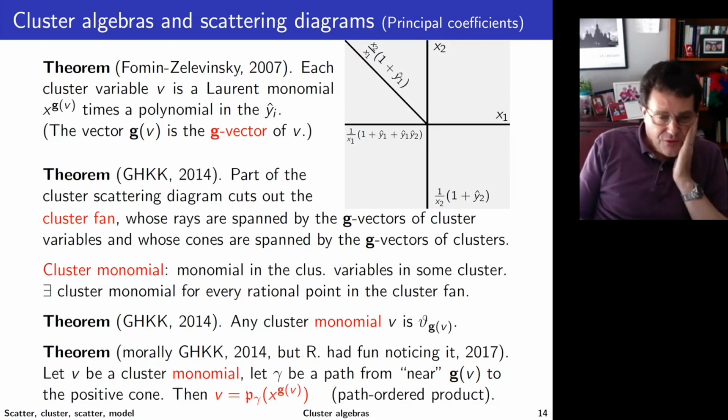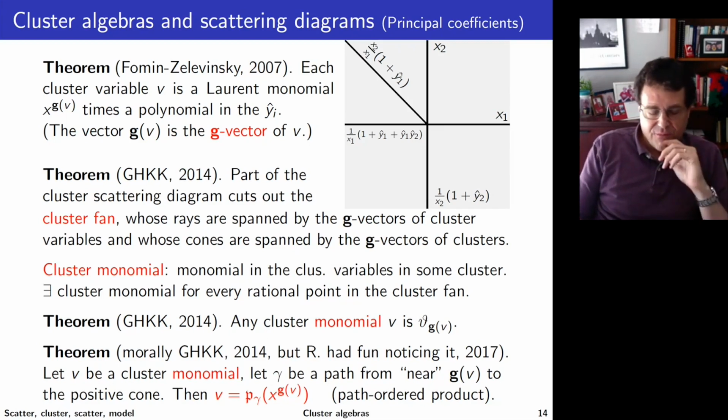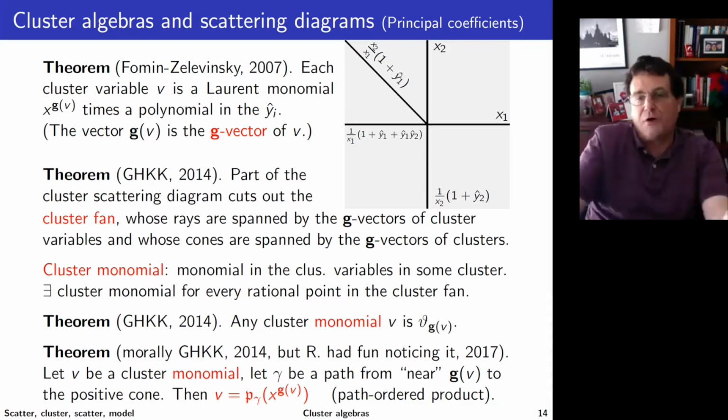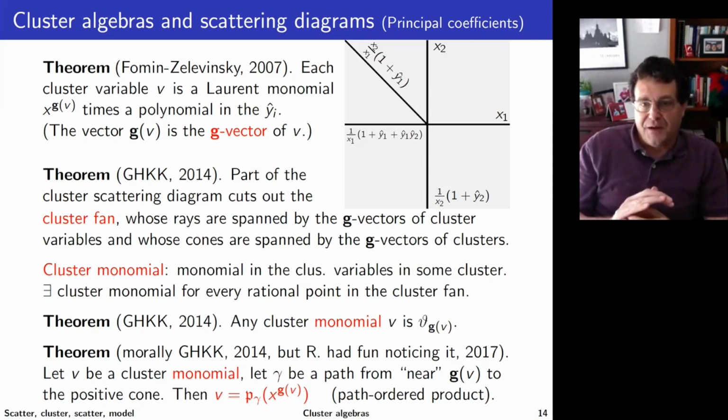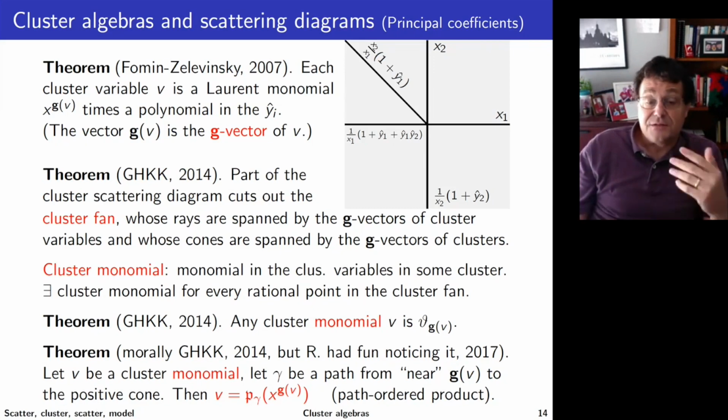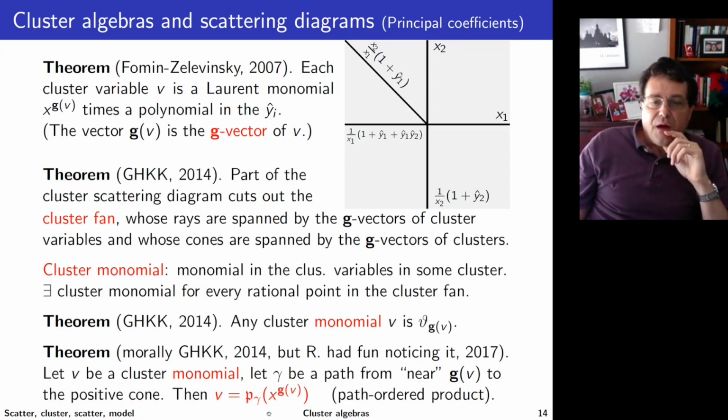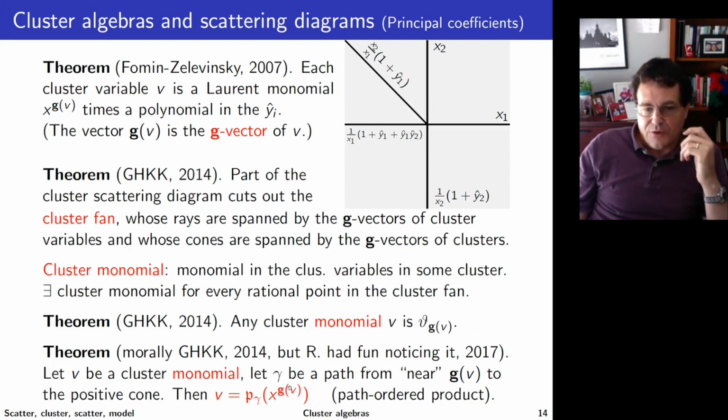Another theorem, morally this is Gross-Hacking-Keel-Kontsevich because it falls out of something that they did. But it hadn't been written down anywhere, and I had a lot of fun noticing it. I'll be honest, the way I noticed it is I walked you through that example of path-ordered products, and I said, wait a minute, that looks like a cluster variable. It turns out that if you do the right path-ordered product, you can get cluster variables or cluster monomials as well. You take the g vector of the cluster monomial that you want, and you take x to that g vector. That's the monomial you'll put into a path-ordered product.